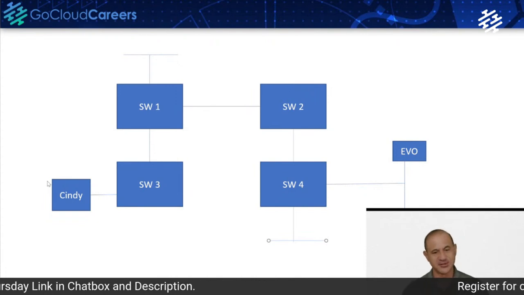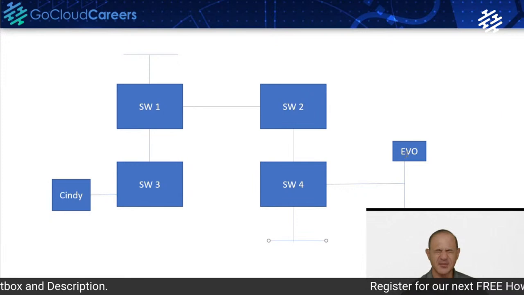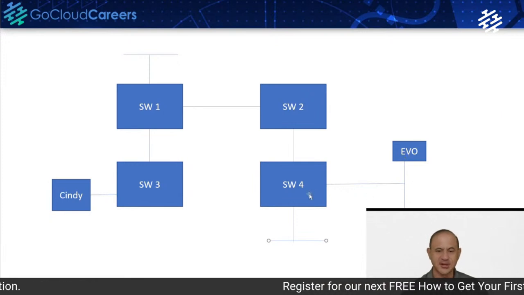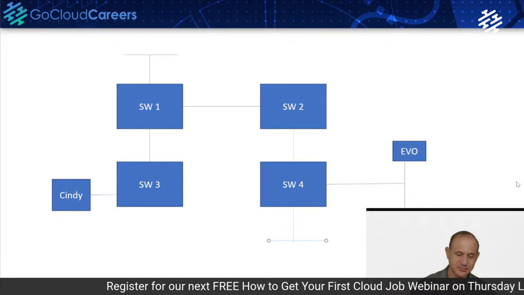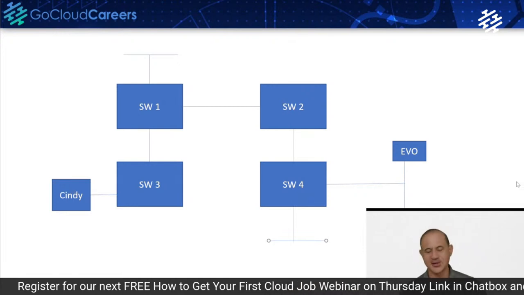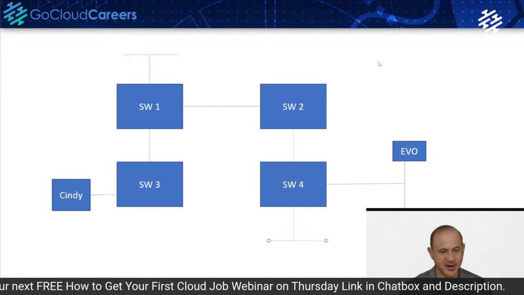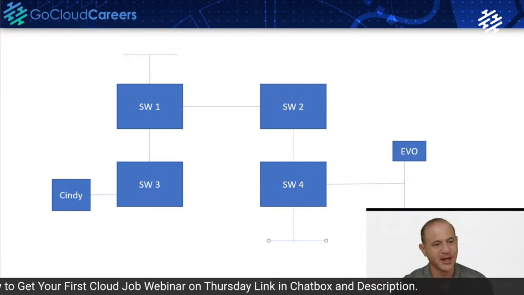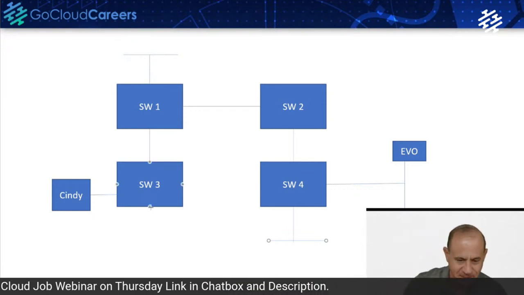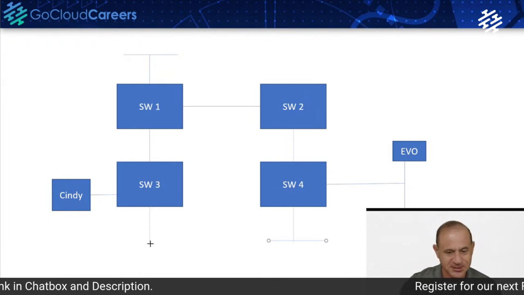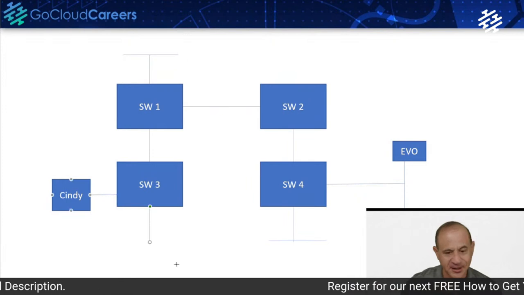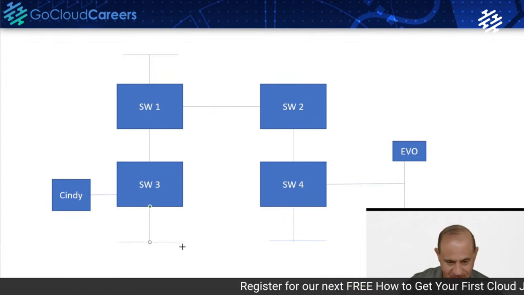Now, Cindy responds. And now the next time Evo wants to talk to Cindy, it follows the path because the switch already knows. Now, Cindy and Evo are talking to each other and they're all having a really good time. And then we decide that Evo likes cats so much, she wants to see Chris's cat, Sunny.